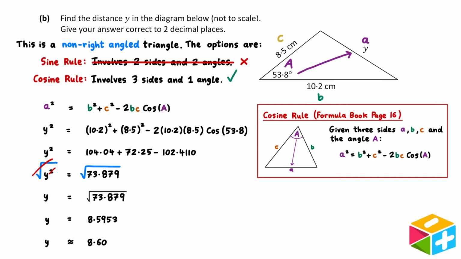Rounded to 2 decimal places, we found that y is equal to 8.60. Here, y represents a side length, and the unit here is centimetres. So our final answer is that y is equal to 8.60 centimetres.